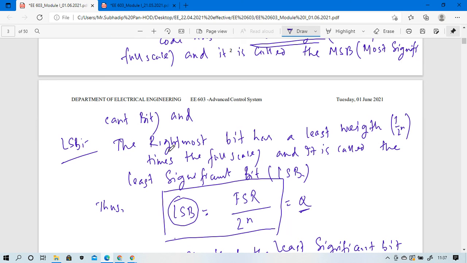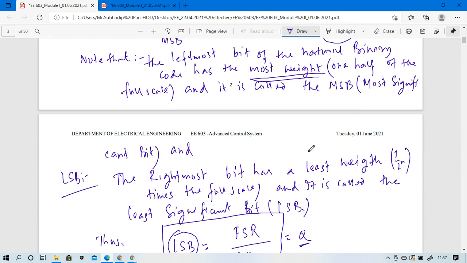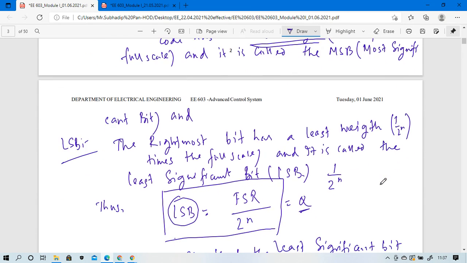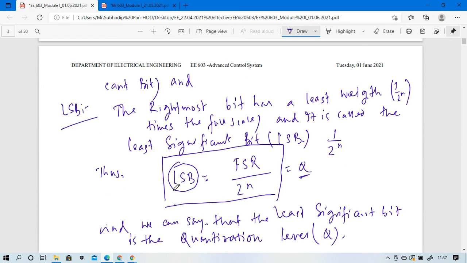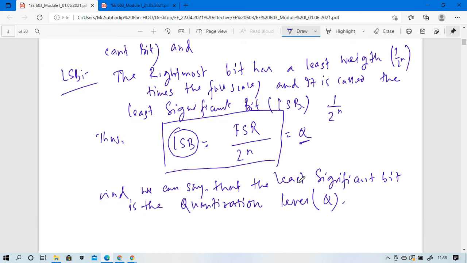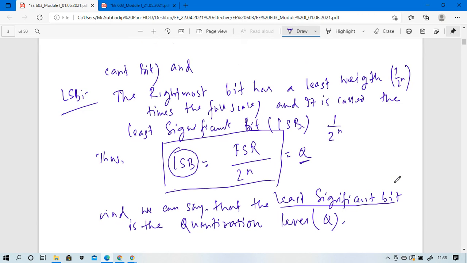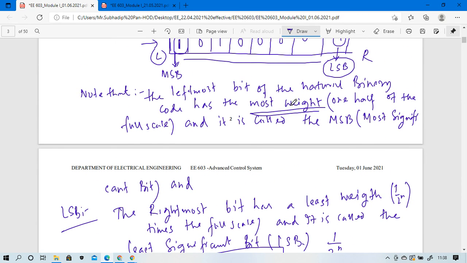And the LSB is the rightmost bit, this part. The rightmost bit has the least weight, which should be 1 by 2 to the power n times the full scale, and it will be called the least significant bit. The least significant bit will be considered as your quantization level, also known as the full scale range divided by 2 to the power n. So this is very important: the least significant bit is considered as the quantization level, and we do not consider the most significant bit, as it has the most weight.